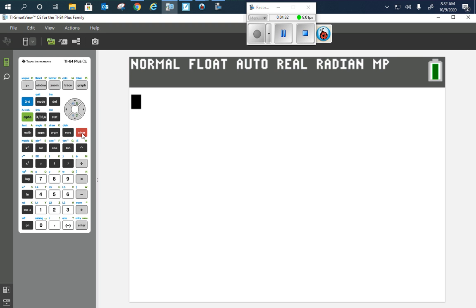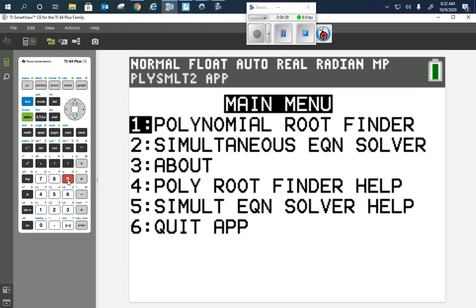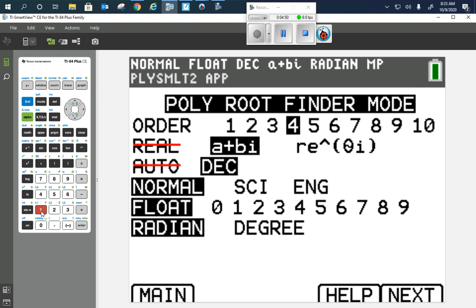Okay, here we go. So this is an application. If you go into apps, you'll find Polyzeros 9. We are wanting to do the polynomial root finder. So number 1 is everybody at this point at least. Right here. Okay. All right.